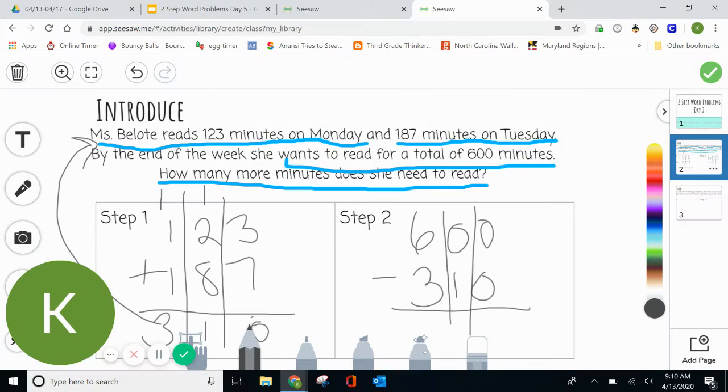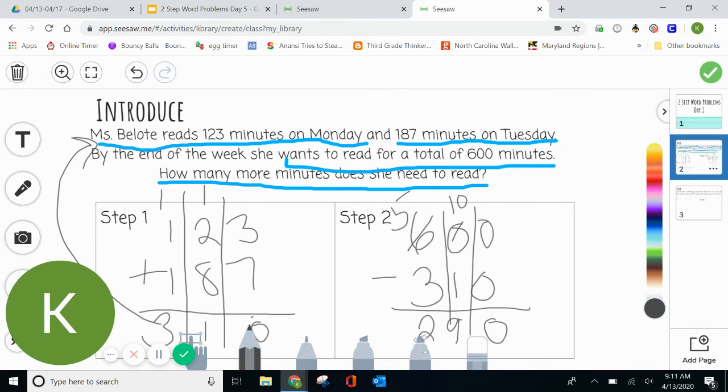I'm subtracting because if I take those 310 minutes away, I know whatever is left over is what she still needs to reach her goal. 0 ones minus 0 ones is 0. 0 tens minus 1 ten isn't going to work, so I'm going over to the hundreds. That leaves me with 5 hundreds, and then I'm regrouping 10 tens or 100 over into the tens place. 10 tens minus 1 ten is 9 tens. 5 hundreds minus 3 hundreds is going to be 2 hundreds.